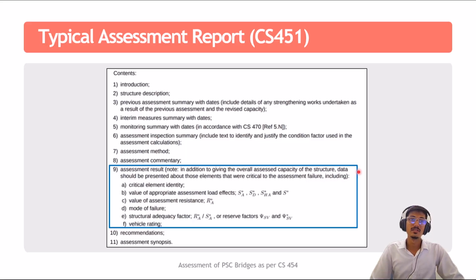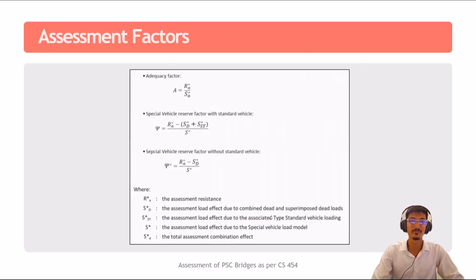Now on the screen, you can see how a typical assessment report looks. We have highlighted what we are going to mainly focus on today. We'll be focusing mainly on the assessment results. We'll identify the critical element, then calculate the value or try to derive from the program the appropriate assessment load effects, which are SA star, SB star, and S star. And then we see whether it is less than the assessment resistance, which is RA star. We'll find this out with the help of several factors, which are the adequacy factors, RA star by S star, and there are certain reserve factors, psi star and psi. We'll see later how these could be utilized.